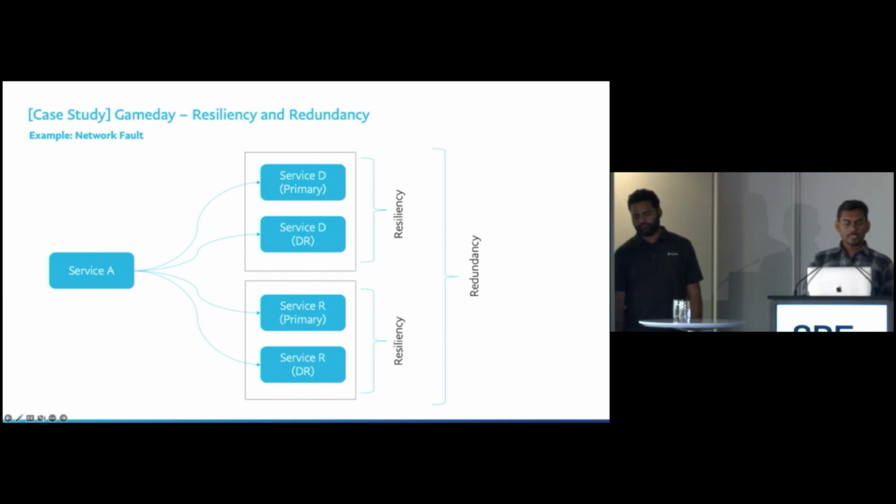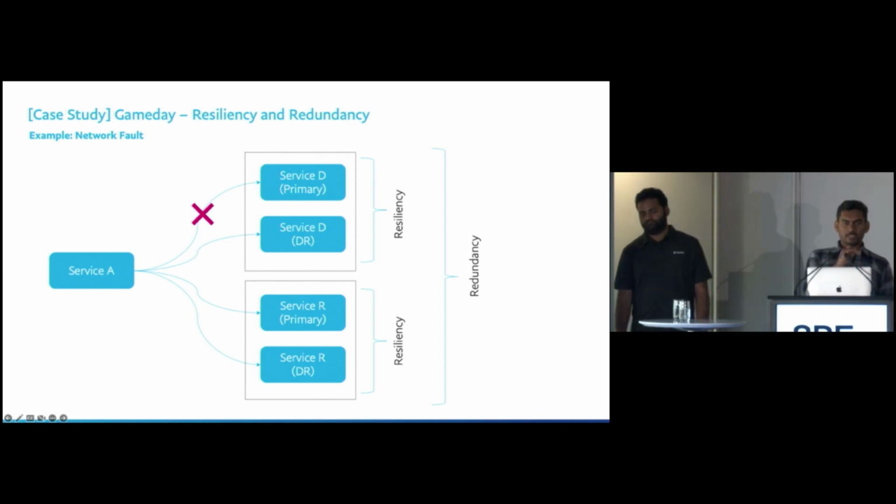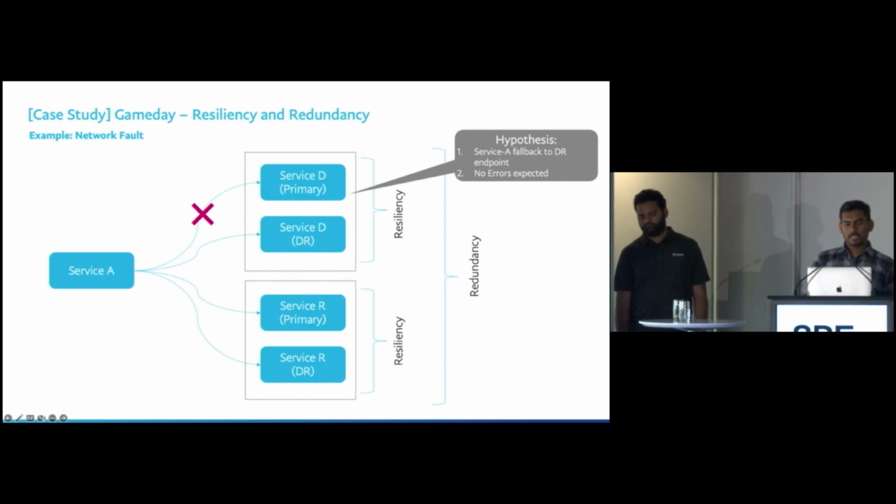Now, we want to test these two scenarios or simulations: resiliency and redundancy. First and foremost, we'd like to simulate a scenario where we take down service D primary, and the hypothesis here is we expect service A to fall back to the service D DR endpoint. So if service D primary is down, another hypothesis is that no errors are expected in this case. We did this experiment through packet loss.